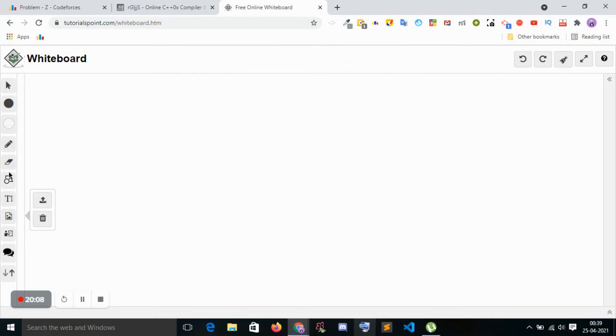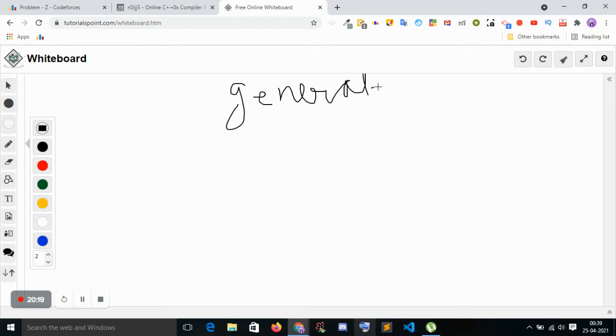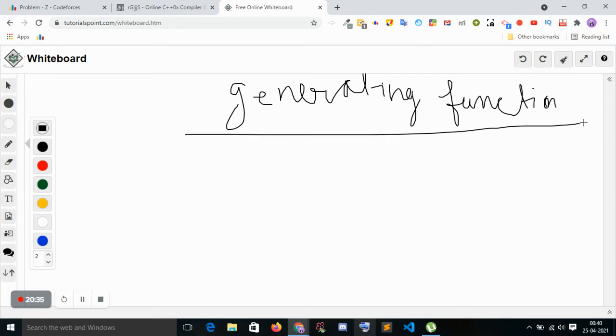There is a concept we call generating function. This is a little bit more than beginner level, but it is important. So let's try to understand what a generating function is.